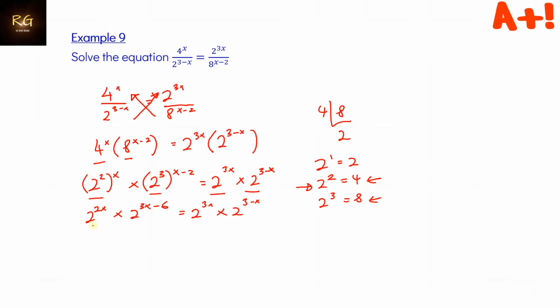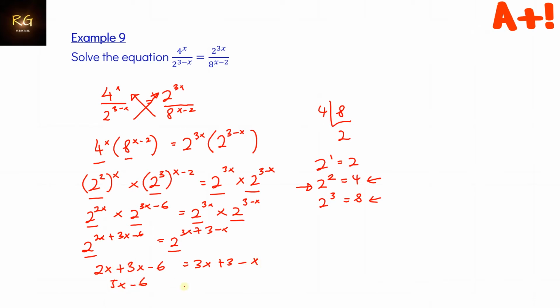Okay, now since the base is the same, when we want to multiply with each other, we can just add up the power together. So 2 to the power of 2x plus 3x minus 6, and on right hand side 2 to the power of 3x, and then plus 3 minus x. Alright, since we managed to make the base similar on left and right hand side, we can just take the power and equate it together. So 2x plus 3x minus 6 equals to 3x plus 3 minus x. So 5x minus 6 equals to 3 minus x plus 3x, which is 2x plus 3.